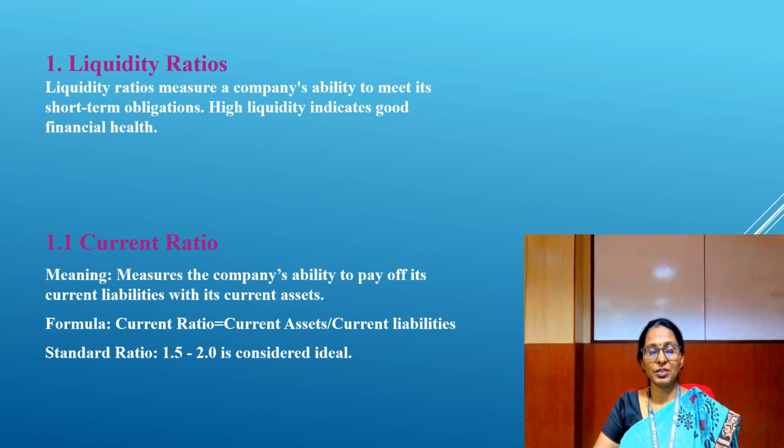Let us begin our discussion with the different classifications of ratio. The first classification is the liquidity ratio. These ratios test the liquidity position of an organization, meaning how efficient the organization is in meeting its day-to-day obligations or its short-term obligations. In liquidity ratios, we have two classifications. One is the current ratio, and the other is the liquid ratio or acid test ratio.